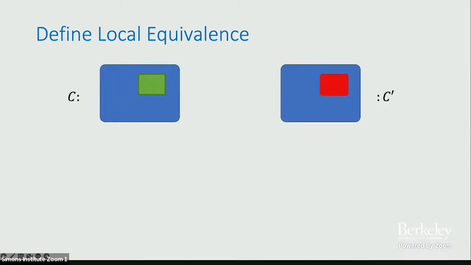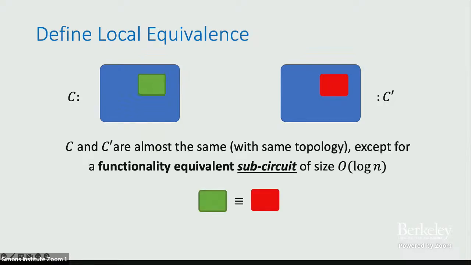So let me first define what local equivalence is. We say two circuits C and C prime are locally equivalent if they are almost the same with the same topology, except for a very small subcircuit of size log n. And we require these two subcircuits to be functionality equivalent. That means every gate outside of these two subcircuits is exactly the same. In this picture, the subcircuits are marked in the green block and the red block. We allow the gates within the subcircuit to be different, but we require these two subcircuits to compute the same function. So the subcircuits are functionality equivalent.